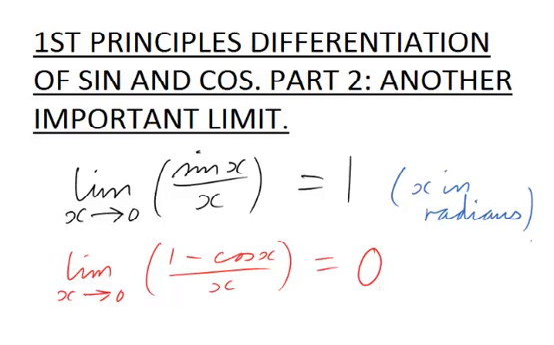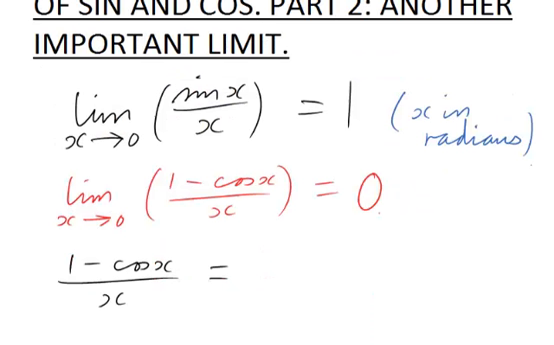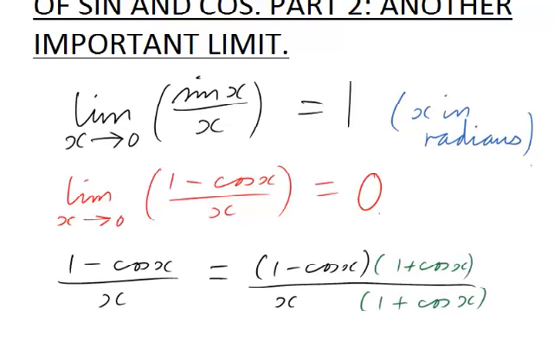I'm going to examine that function, 1 minus cos x over x. I'm going to multiply it in the numerator and the denominator by the same quantity, in fact by the quantity 1 plus cos x. That hasn't made any difference to the value of the function. Of course, I should not do this and it would not be valid if 1 plus cos x happened to be 0. But that only happens when cos x is negative 1.